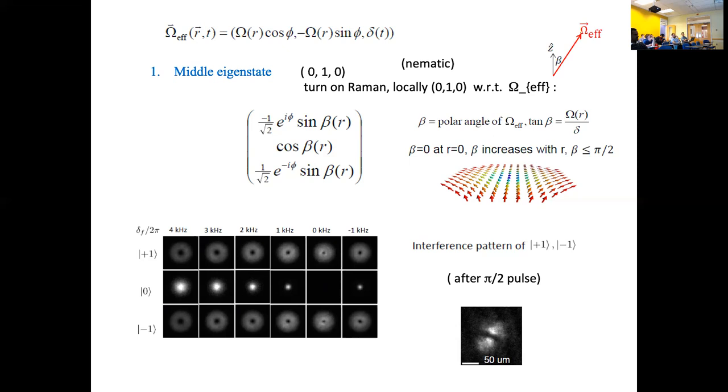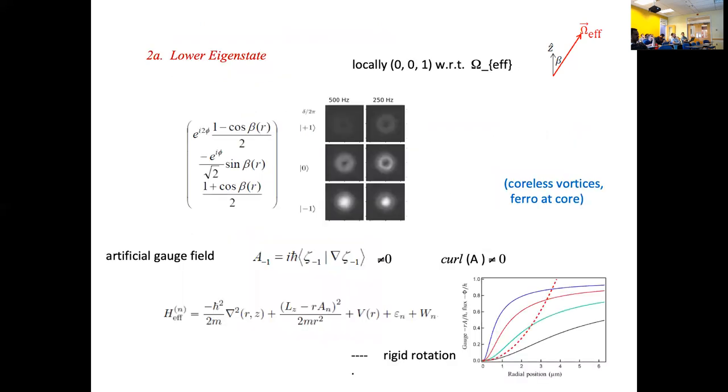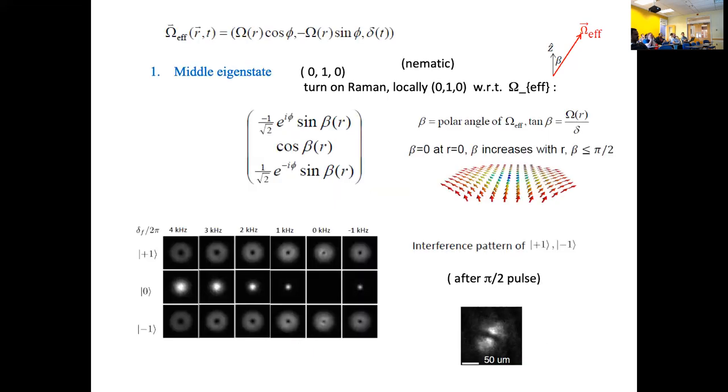Okay. And you can check that it is exactly what you expected by looking at this particular wave function, that beta is zero at the center, and then goes to pi over two toward the outside. And you can check the phase by doing a pi over two pulse experiment and generating the difference between these two components. Oh, I forgot to say, the starting state is 0, 1, 0.